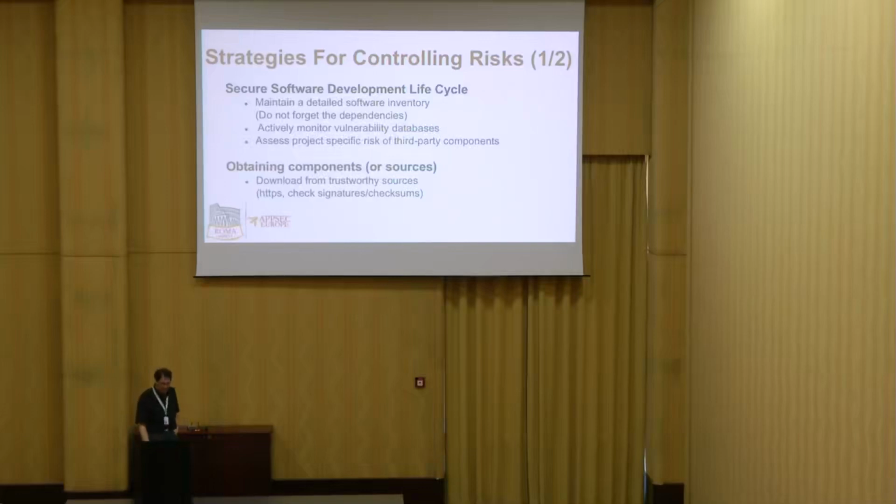Obtaining components, interesting part. You can download them from everywhere on the internet. Please download them from a trustworthy source and use HTTPS for downloading them, so that you really know I'm getting the original version of Tomcat as released from Apache, or if you prefer to obtain it from a Linux distribution, Debian, Red Hat, SUSE, whatever, use their repositories, but really use a secure and authentic channel for obtaining your software.